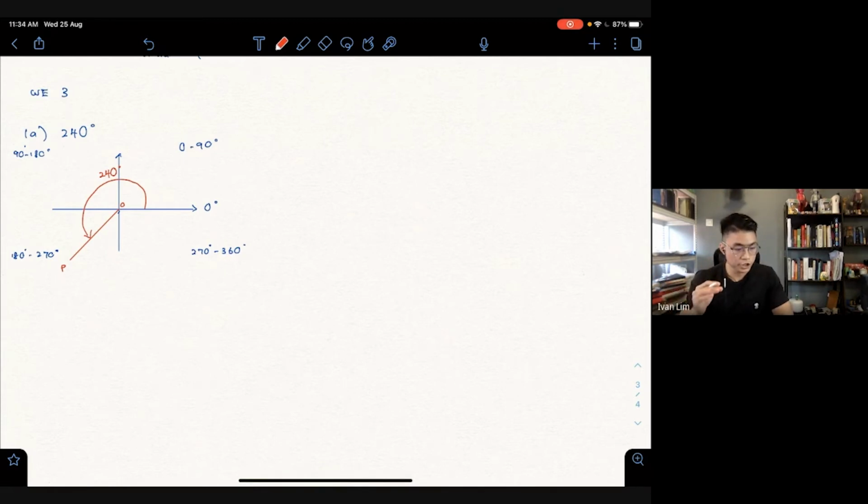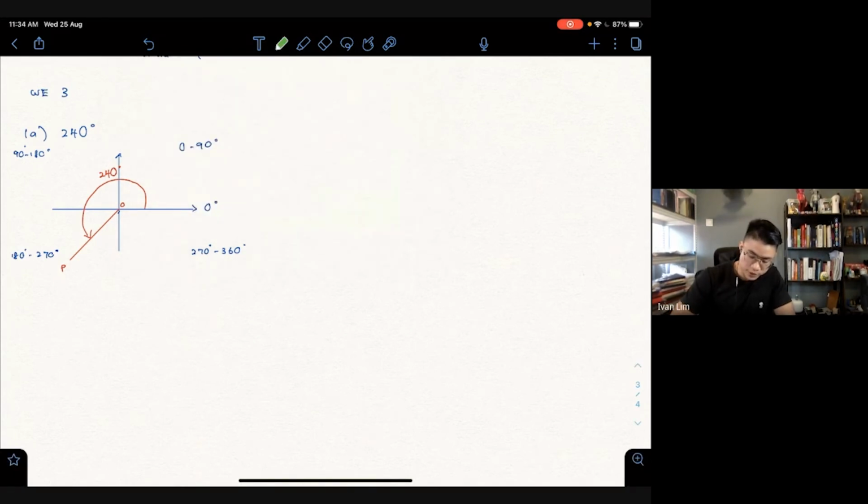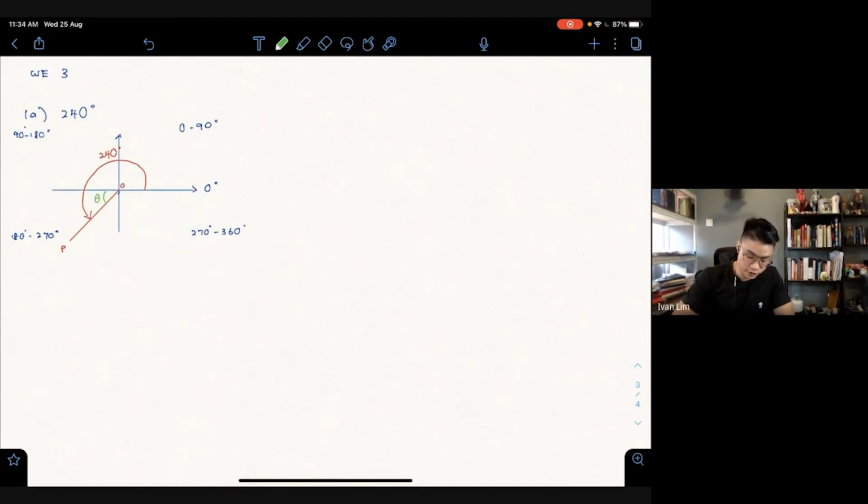Then the second part, in each case, find the acute angle that the line OP makes with the x-axis, right? So I'm going to use another color here. Line OP is this red line. So with the x-axis, we find this theta here. So here will be what? 240 minus 180 degrees, because we minus the 2 quadrants. So here will be 60 degrees. So the acute angle is equal to 60 degrees. There's a reason why we are learning this acute angle.